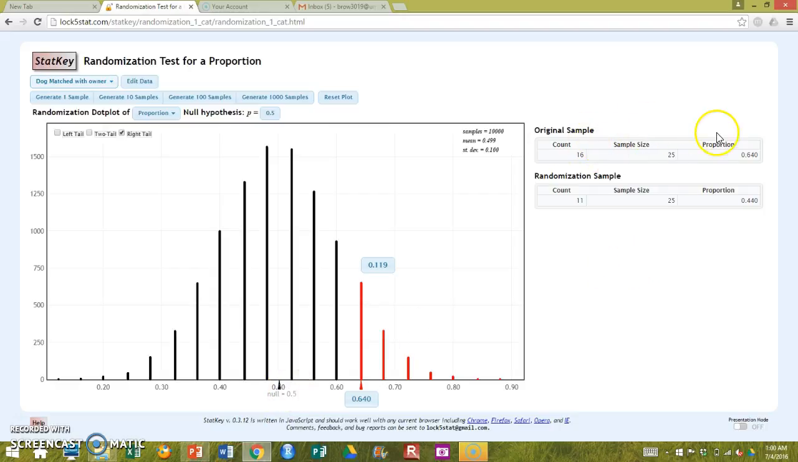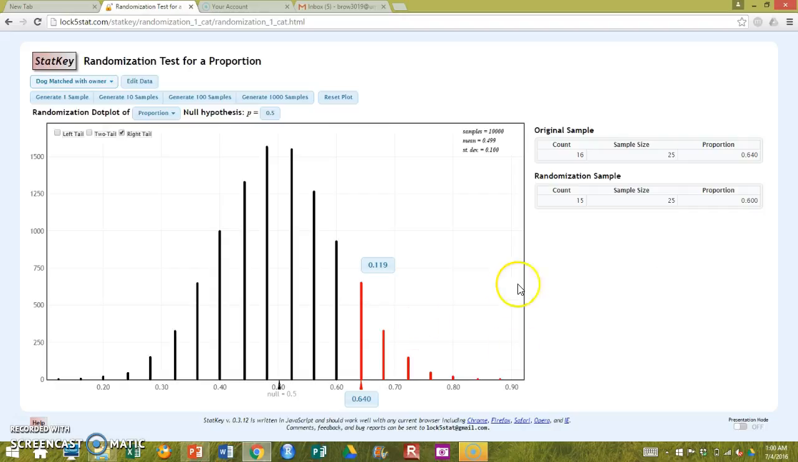obtaining our sample result of 0.64, matching 16 out of 25, occurred 11.9% of the time. 0.64 or larger in our simulation occurred about 12% of the time. This is our p-value. This is the probability that we obtain our sample result, or more extreme, assuming the null hypothesis is true. So our p-value is 0.119. That's not super unlikely.